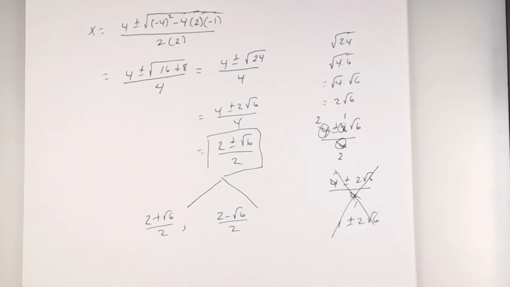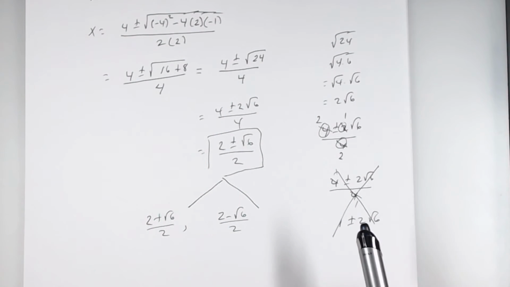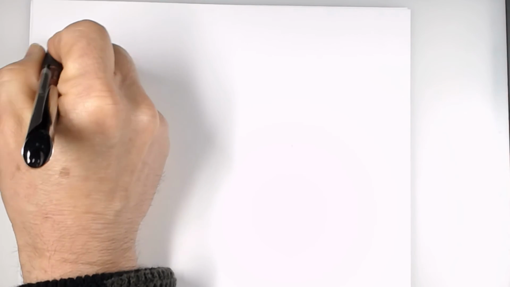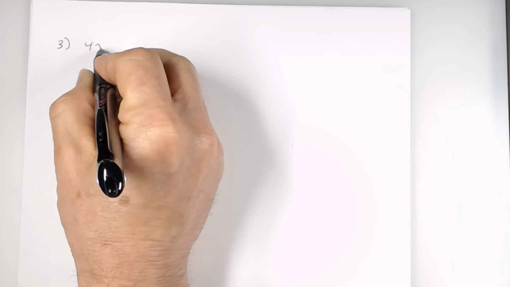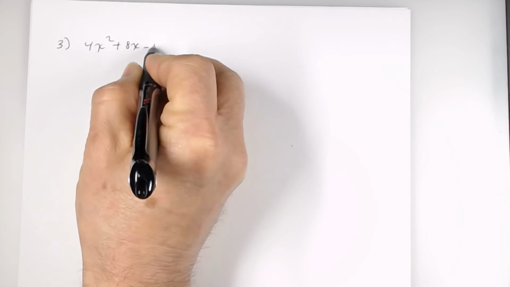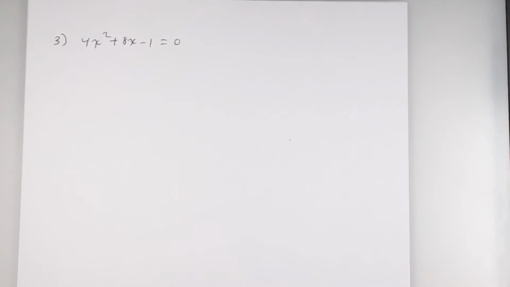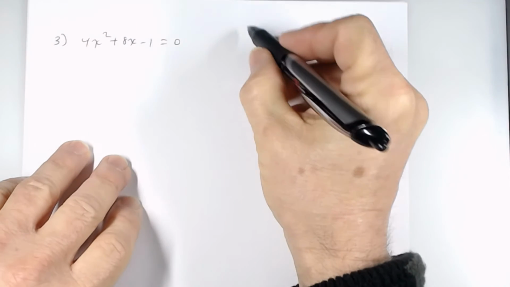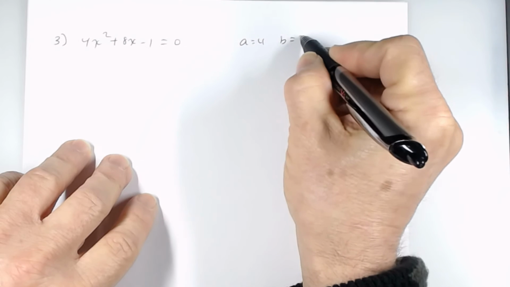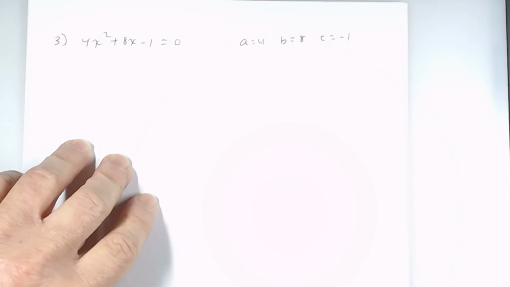So that was number 2. Let's look at number 3. So number 3, let's suppose we had this. We have 4x squared plus 8x minus 1 equals 0. So it's already in standard form. So what's A, B, and C? What's A? 4. What's B? 8. And what's C? -1. So A is 4, B is 8, and C is -1.